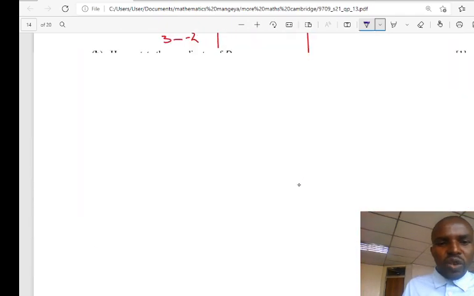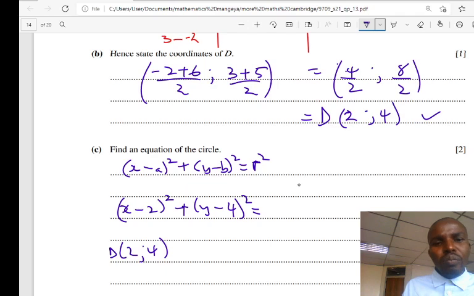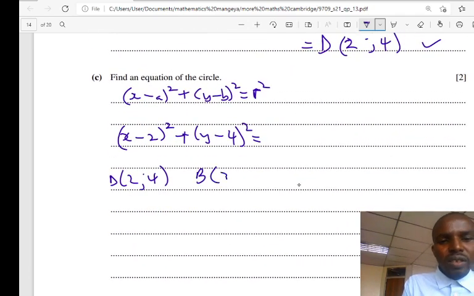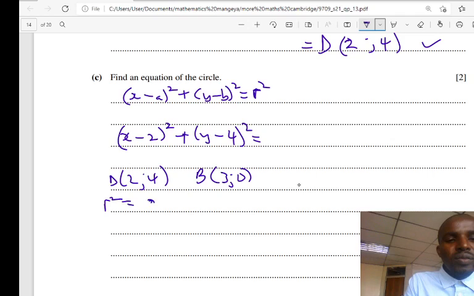I can use 3, 0, which is for B in this case. So B is 3, 0. So to find the length of the line, that's r, you say r squared is equal to (x2 minus x1) squared plus (y2 minus y1) squared. That's for the radius, right?